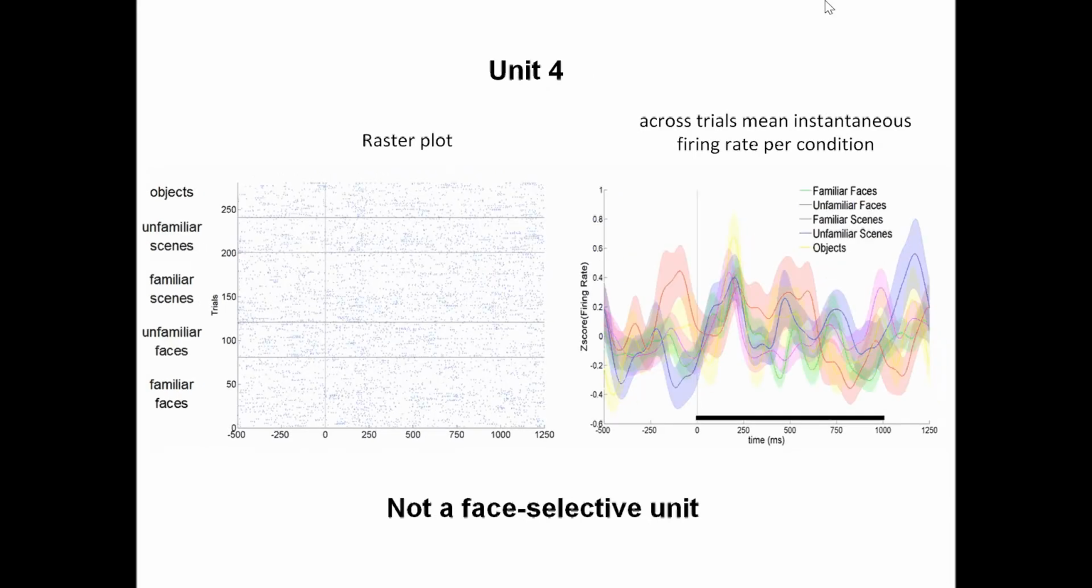And the last unit was just sort of noisy without any interesting results. But it happens, and the fact that out of 4 units that we recorded, 2 of them were face selective, it is still very, very surprising that we were able to find such neurons.